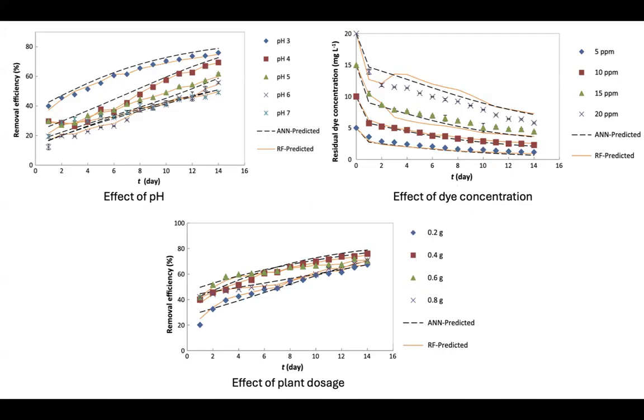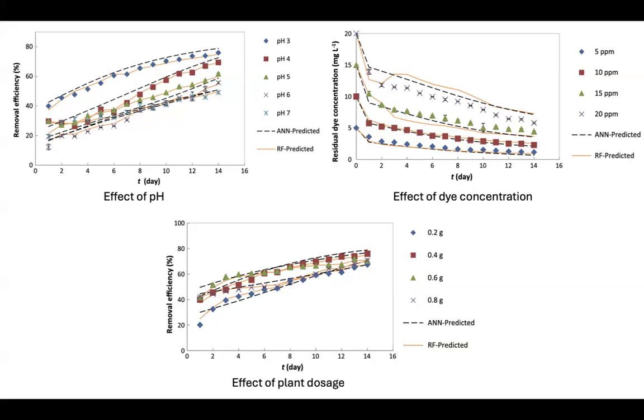So these plots compare the random forest and artificial neural network predictions with the actual data. The random forest predictions are shown by the solid orange line. The artificial neural network predictions are shown by the dashed line, and the actual data points, or dots, are from the physical real experiment.